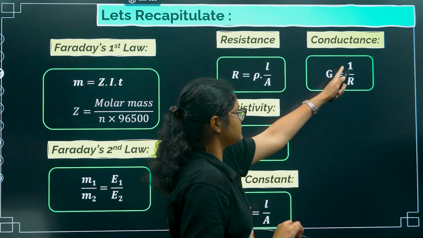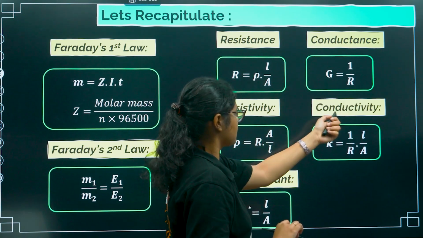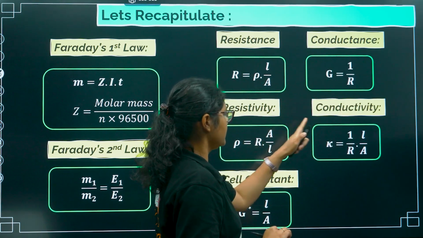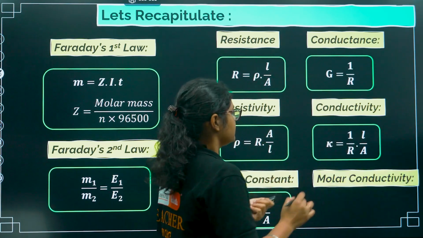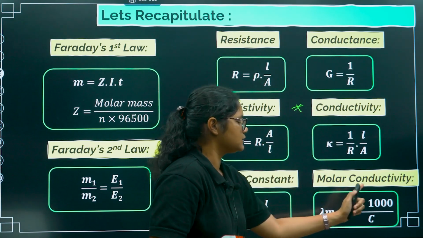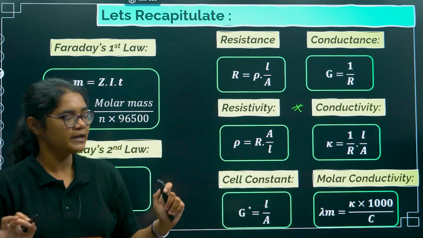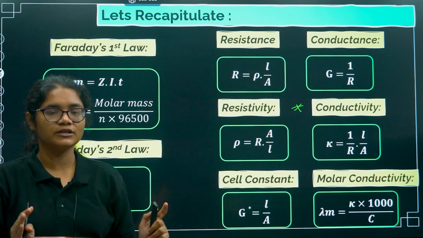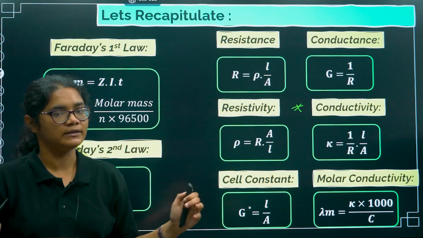Conductance is G, that is 1 by R, opposite of resistance. Conductivity is opposite of resistivity, so you can see 1 by rho, that is 1 by R into L by A, this is important, please remember this formula. And molar conductivity, lambda m is equal to kappa into 1000 by C. Okay, so these all formulas I want all of you to note down in a formula sheet and use it whenever you are doing the numericals.